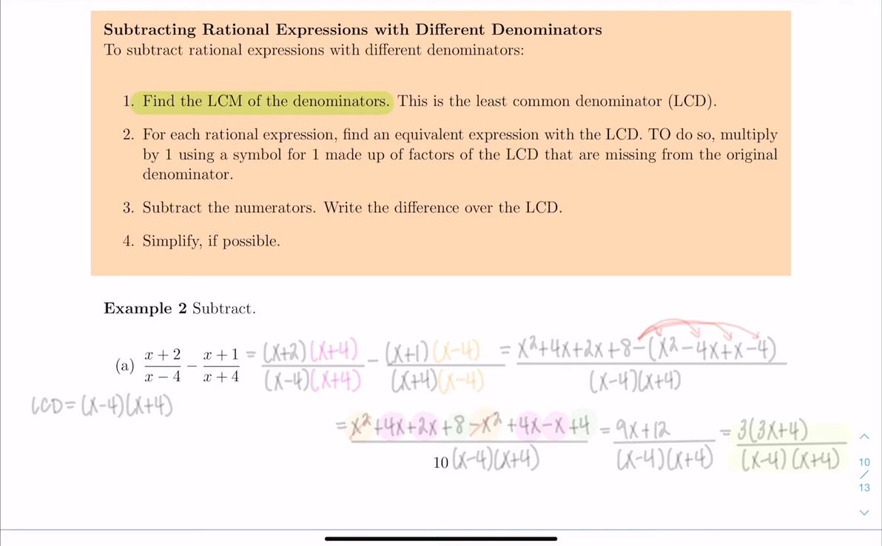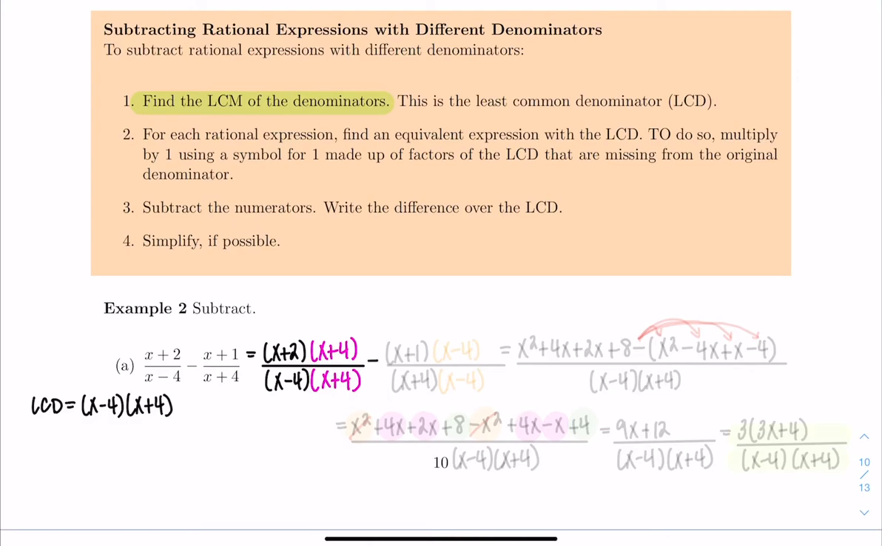So here I've got x plus 2 over x minus 4 minus x plus 1 over x plus 4. So first is to find the LCD. In this case, I need to have the x minus 4 and I need to have the x plus 4 present. And so in the first one I have x plus 2 all over x minus 4, and the piece I'm missing from the LCD is x plus 4. And so what I do to the bottom, I have to do to the top.